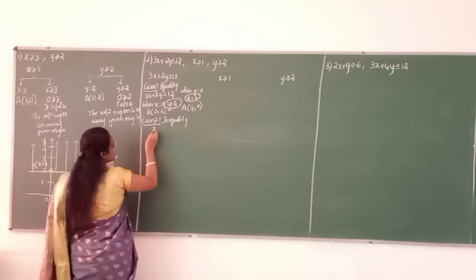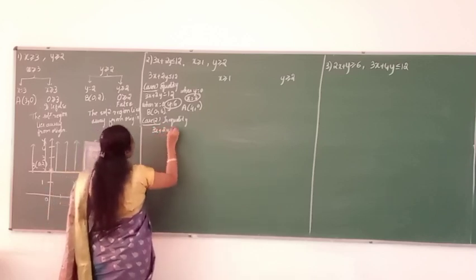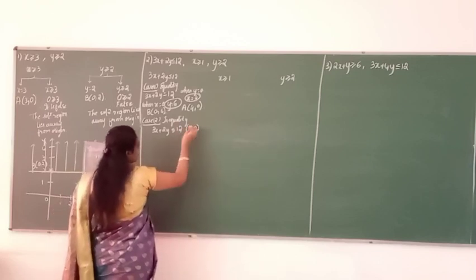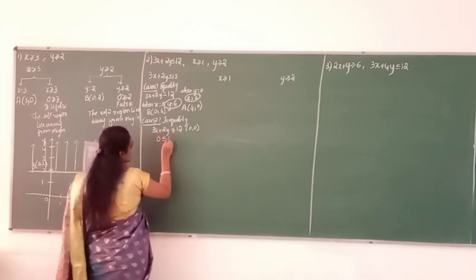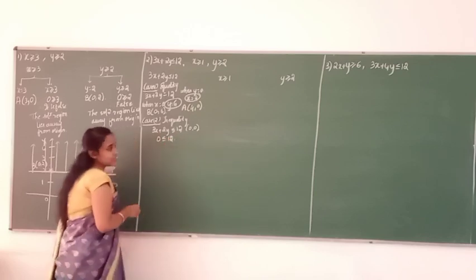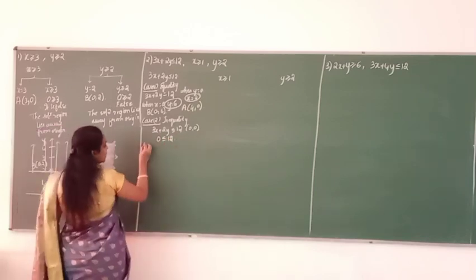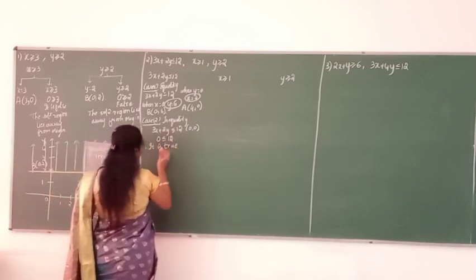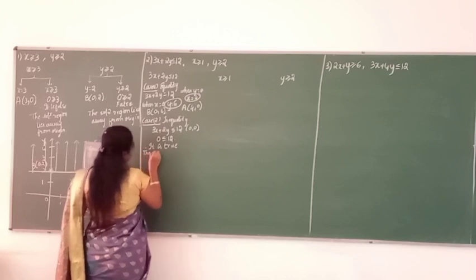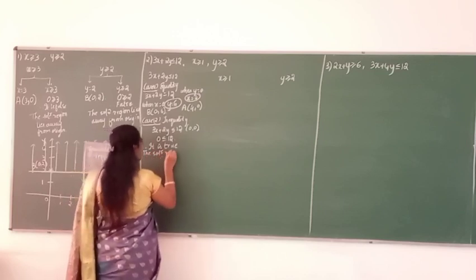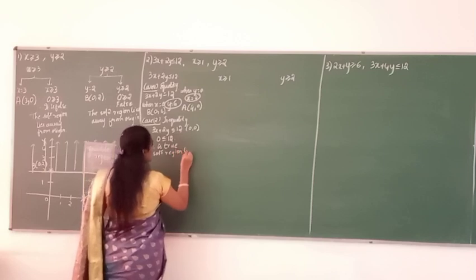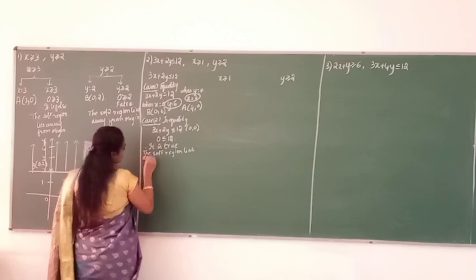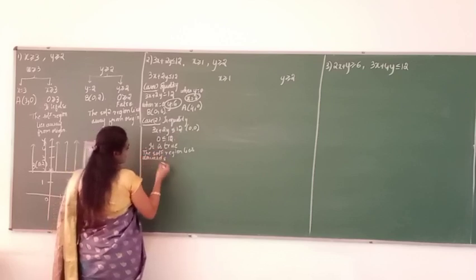So 3x plus 2y is less than or equal to 12. So we will be substituting (0, 0). So here I will be getting 0 is less than or equal to 12. Obviously 0 is less than or equal to 12. Therefore it is true, the solution region lies towards the origin.